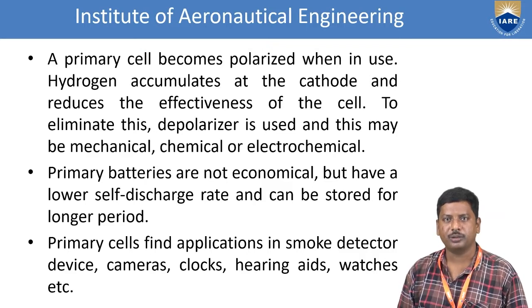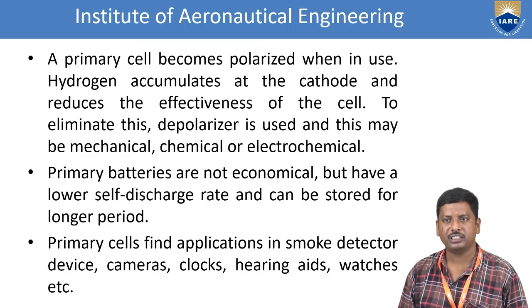That means in the case of primary cells, the ions present in the electrolyte solution dissociate into individual ions and undergo polarization. That means chargeable particles will occur. So to avoid this polarization, we use a depolarizer. The depolarizer may be either mechanical or chemical, as in electrochemical batteries.